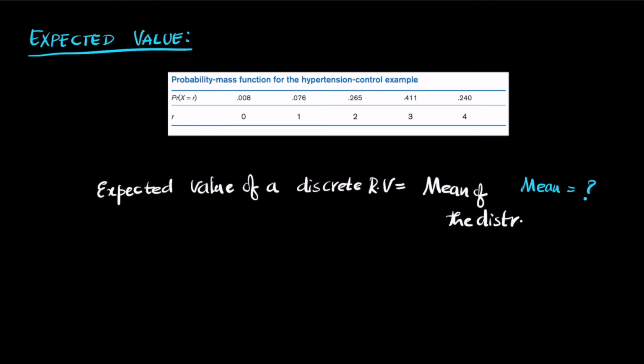We represent the expected value of the random variable x as mu, where mu represents the mean. The expected value can be written as the sum from i equal to 1 to r of xi times the probability of x equal to xi.